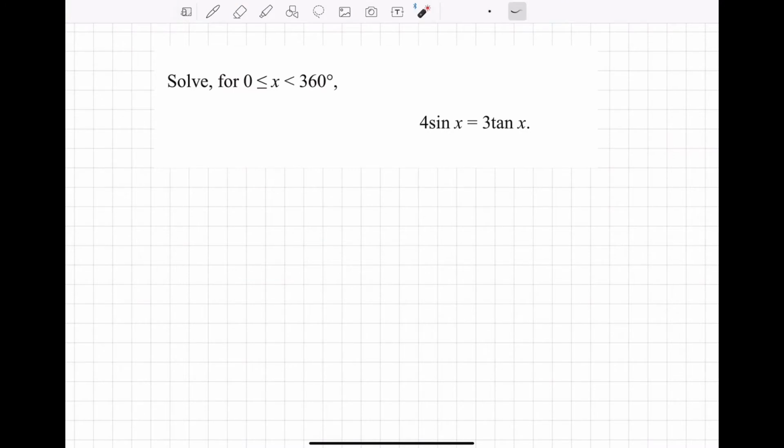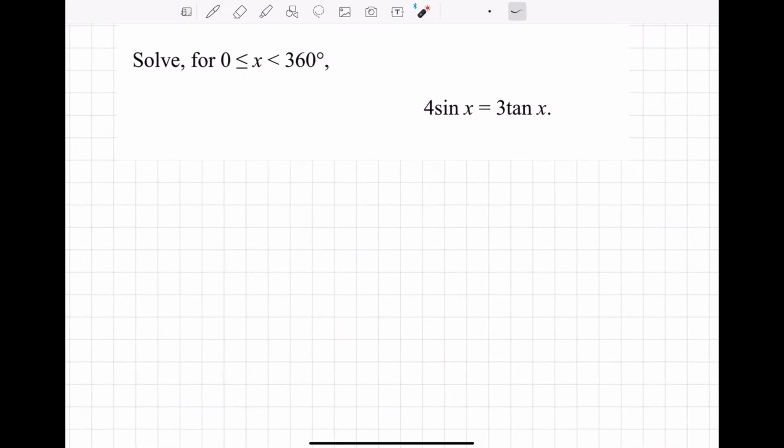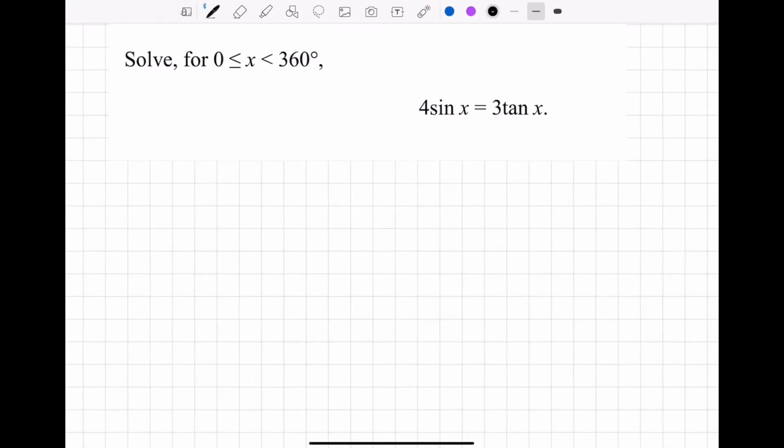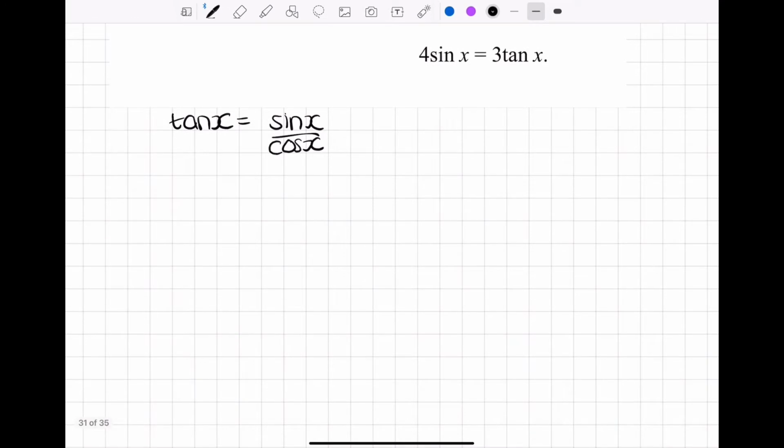In this example, we want to solve for x between 0 and 360, and we have 4 sin x is equal to 3 tan x. So at the moment we've got a sine and a tan. We know that the identity for tan is sine divided by cos. So if I sub that in first and see what we get, 4 sin x equals 3 sin x over cos x. So that works out quite nicely.